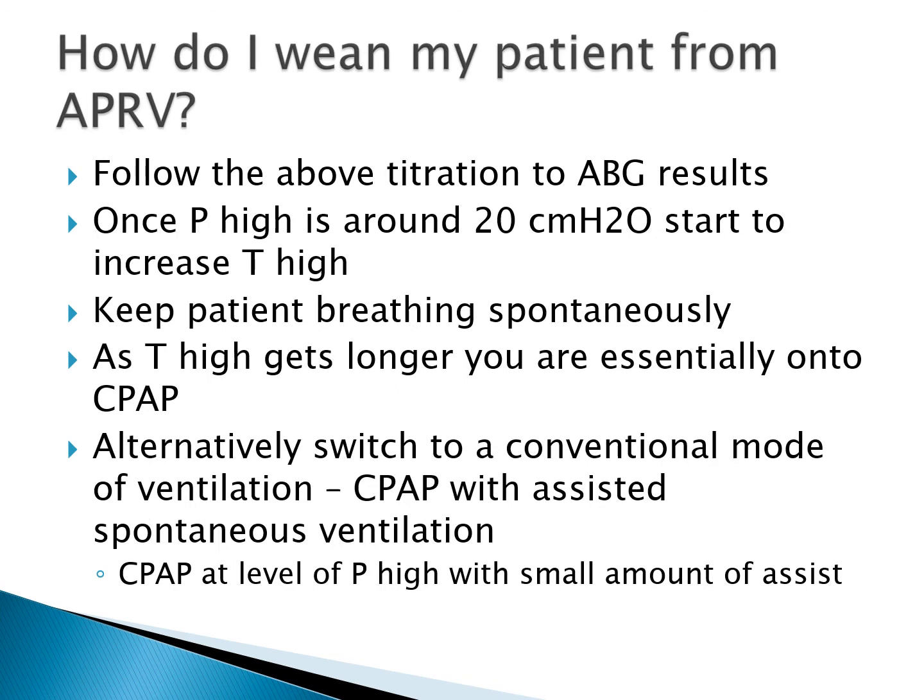So how do you wean patients away from APRV then? Well, I would follow what we've talked about already with regards to titration to ABG results. Once I get to a P high of around about 20 centimeters of water, I would start to increase T high. I would keep my patient breathing spontaneously, and as T high gets longer and longer, you're essentially weaning your patient onto CPAP.